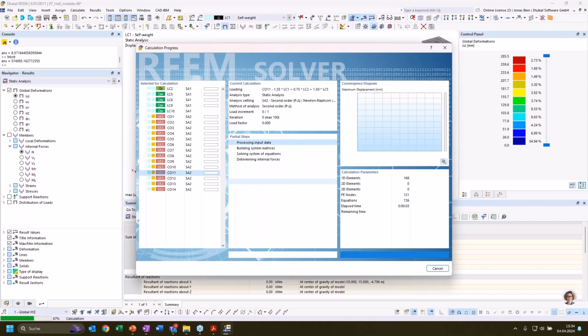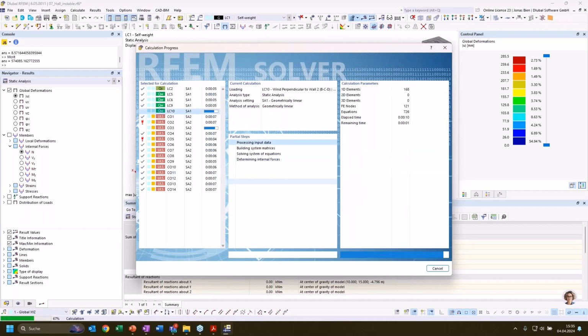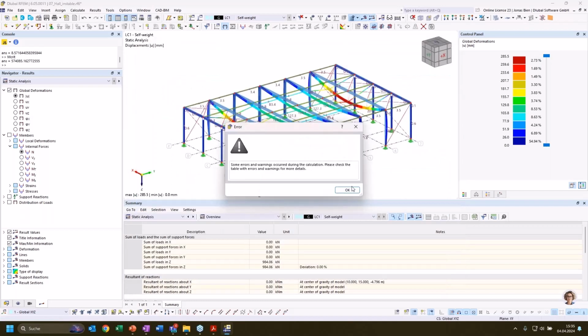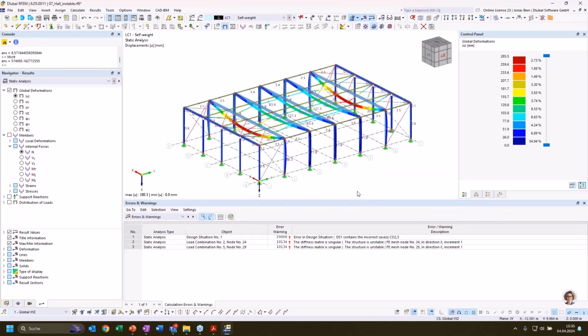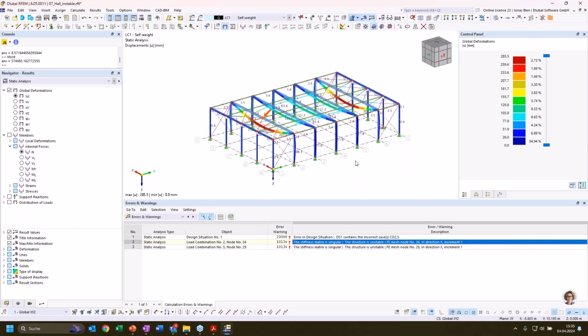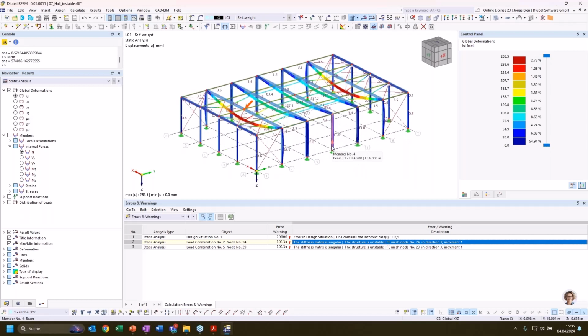That would be the second stage, and again it is not clear that I have no problems with my model, because my load combinations I now calculate with second order theory. And I again get errors for only some load combinations, that my stiffness matrix is singular and my structure is unstable. So this message can have two reasons.